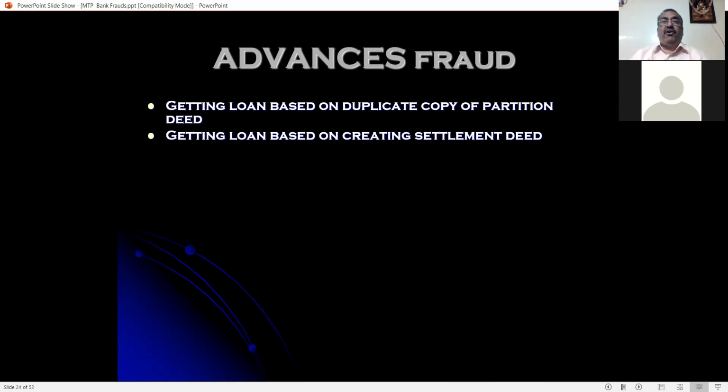The first type of fraud is getting a loan on the duplicate copy of the partition deed, because a partition deed has been written among the brothers. Let us take three persons. The original deed is with the elder brother, and the remaining two brothers get copies. First copy with the first brother, another with the other brother. So elder brother, middle brother, and younger brother. There are three copies, and all three copies were under the control of the elder brother.